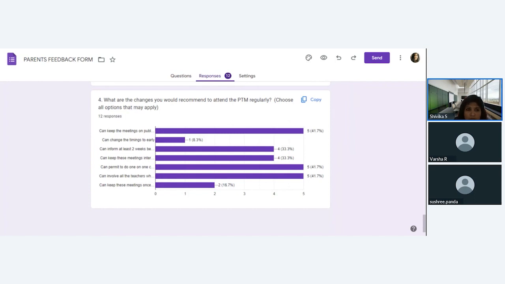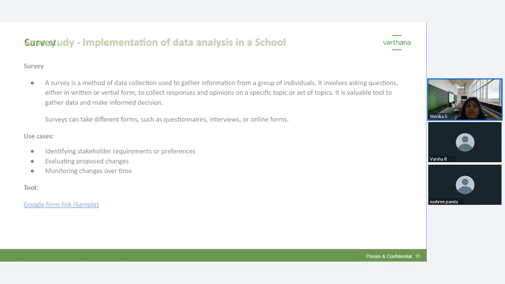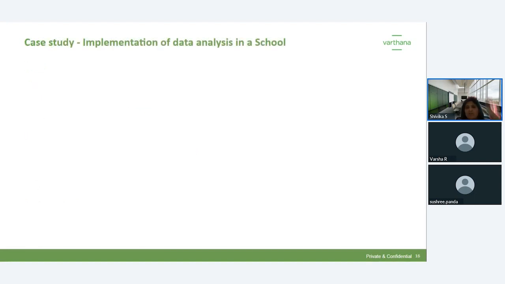So I hope these tools are effective, and as I said, we will be covering the data analysis, how you can do the data analysis. Using these tools, you can easily put in the data, see the insight clearly, and work on your action plan. Let's understand this with the help of a case study.